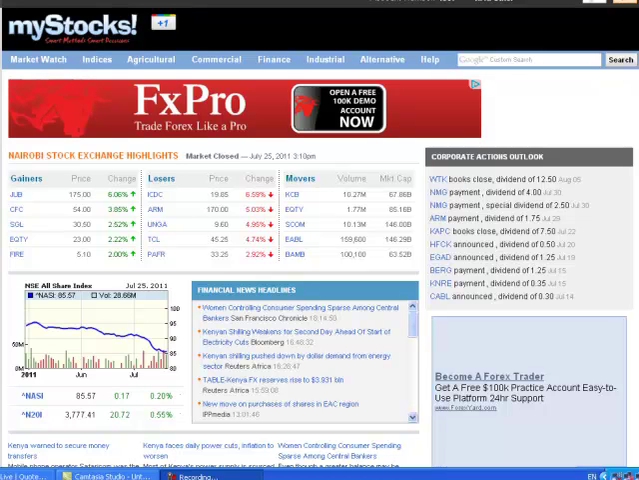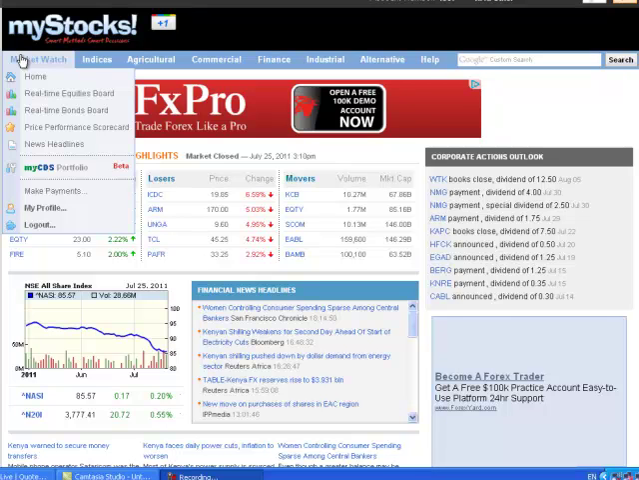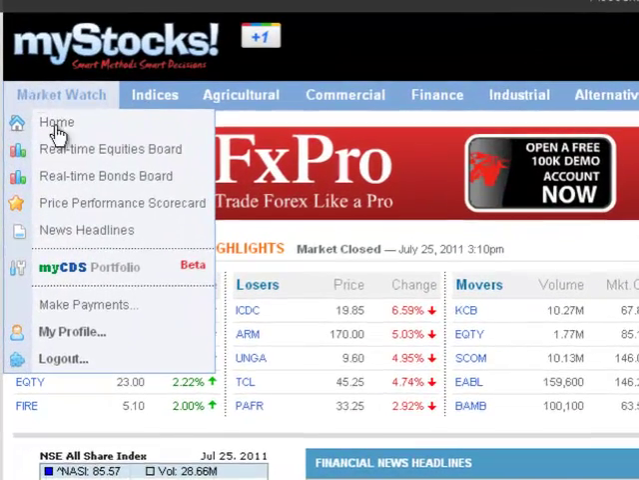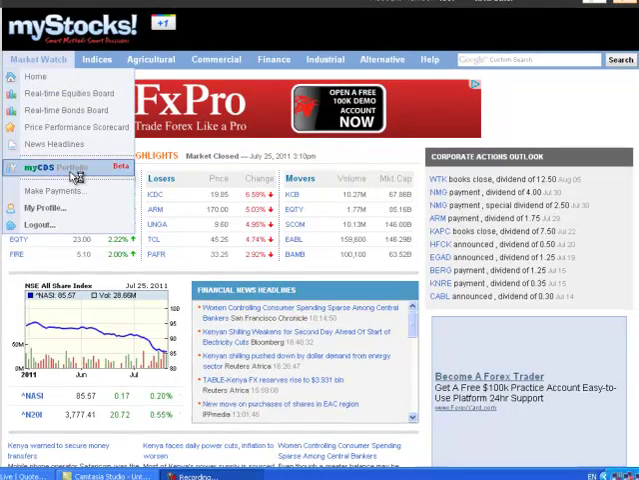The site live.mystocks.co.ke that has been bringing to you live data from the Nairobi Stock Exchange is happy to announce the launch of its portfolio manager, MyCDS Portfolio. To access a portfolio, go to the MyStocks homepage, which is live.mystocks.co.ke. Click on the Market Watch icon, toolbar at the top, then select MyCDS Portfolio.